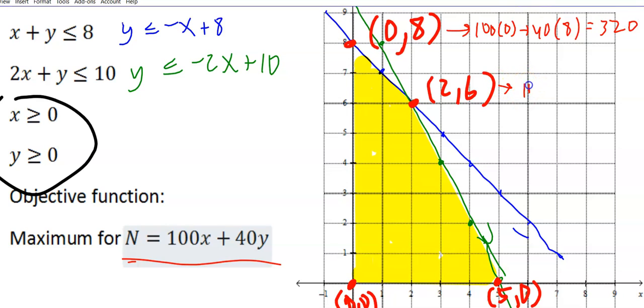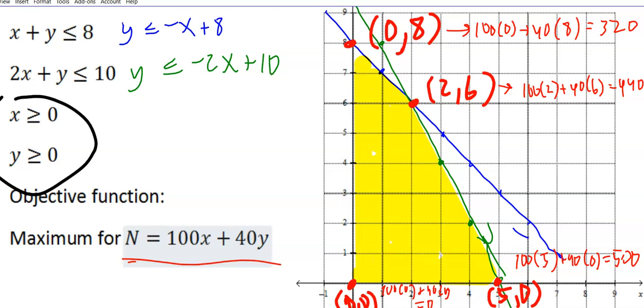This one is 2 plus 40 times 6, which is 200 plus 4. And this one would be 100 times 5 plus 40 times 0, which is 500. This one's going to be 0 probably. 100 times 0 plus 40 times 0 is 0.